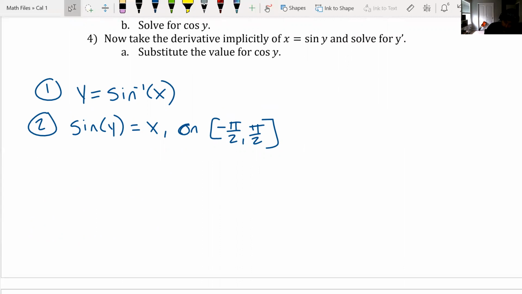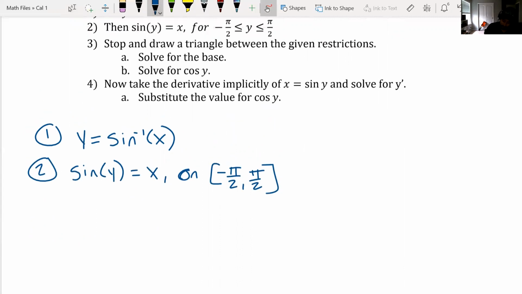That's not a triangle. There we go. 3. So we're going to draw a triangle. So I'm going to rewrite this as sine of y equals x over 1.